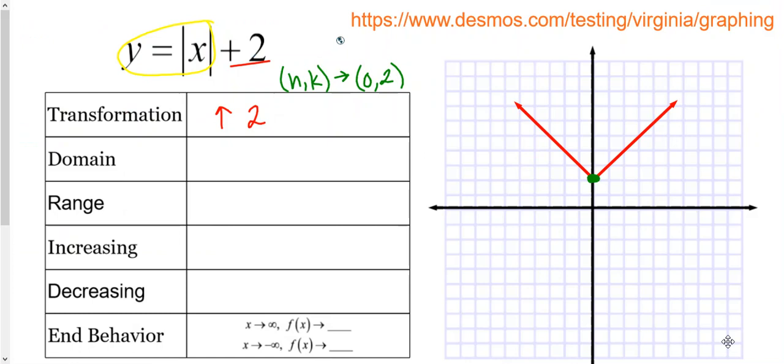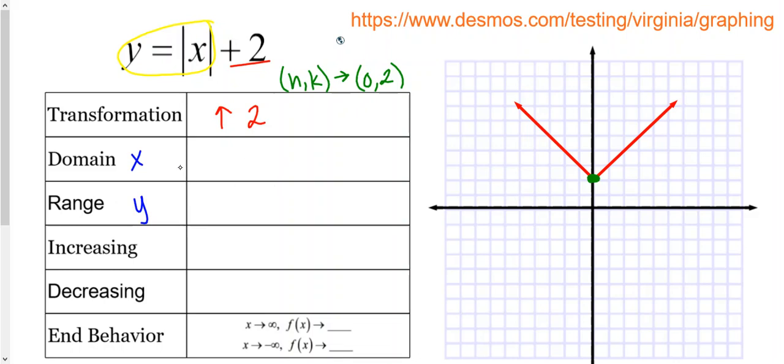Okay, so I have the graph graphed. I have my vertex at (0, 2). And now I am going to talk about the domain and range. As a reminder, domain are my x values, range are my y values.